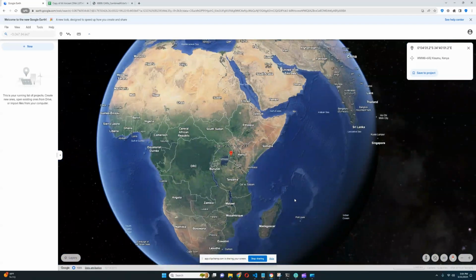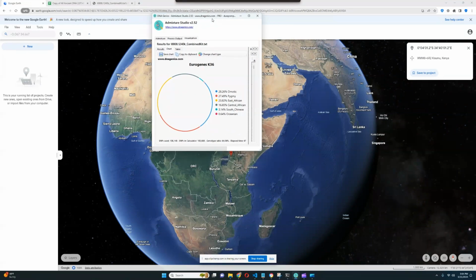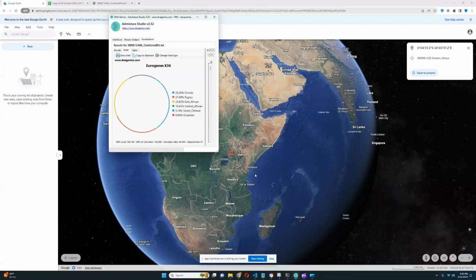stretch that far south. So in terms of the GED match results, this is what he scores with Eurogenes K36, and this is very, very obviously different from what you would expect to see with a Kenyan pastoralist. Very, very different, because he's not scoring any Middle Eastern components. He's entirely sub-Saharan African. 28% Omotic, which is kind of like an East African group that's native to Kenya. 27% pygmy, which is very random. I don't really know how he's scoring over a quarter pygmy, but apparently he has some pygmy affinities as well.